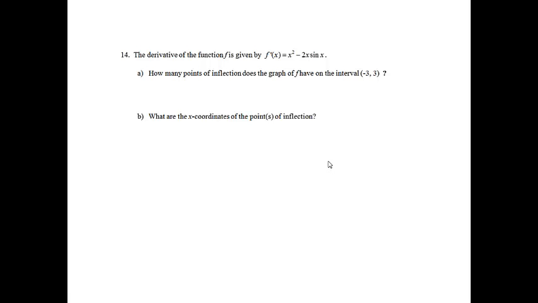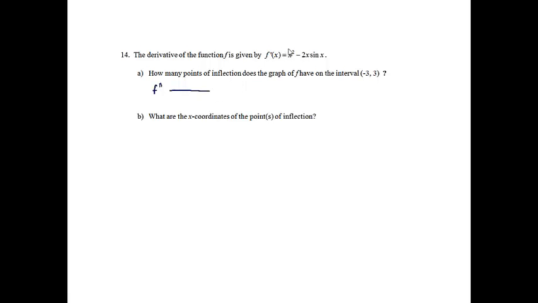Problem 14. The derivative of the function f is given by f prime is equal to x squared minus 2x sine x, and it says how many points of inflection does the graph of f have on the interval -3 to 3. So if I want points of inflection, I need an f double prime chart. So I need to find f double prime.